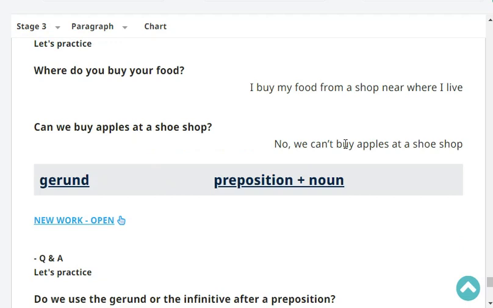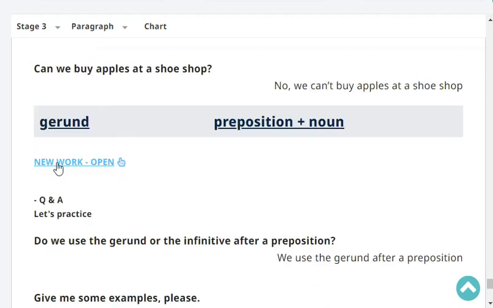Can we buy apples at a shoe shop? No, we can't buy apples at a shoe shop. Very good. Next, repeat. Gerund.